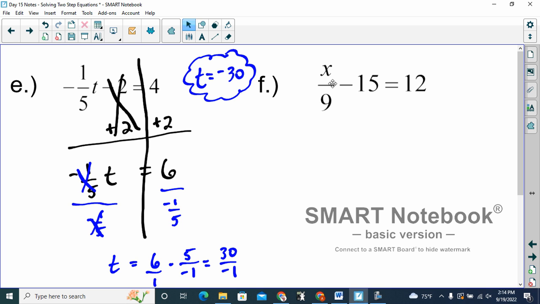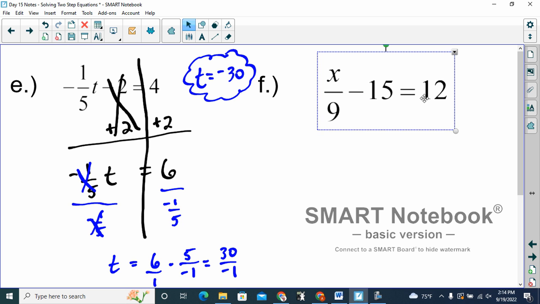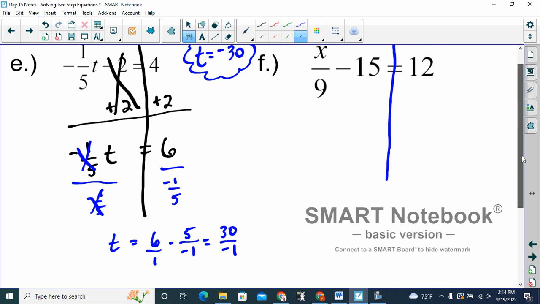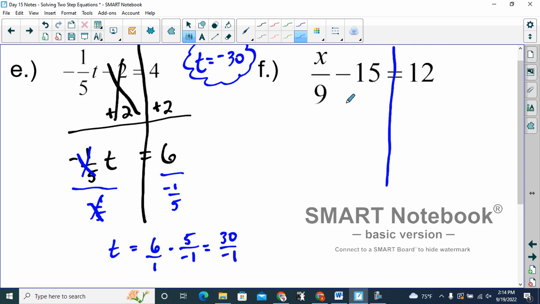Part F. Part F says x divided by 9 minus 15 equals 12. The last thing that happened in our equation was minus 15. I undo minus 15 by adding 15 to both sides. 12 and 15 make 27.